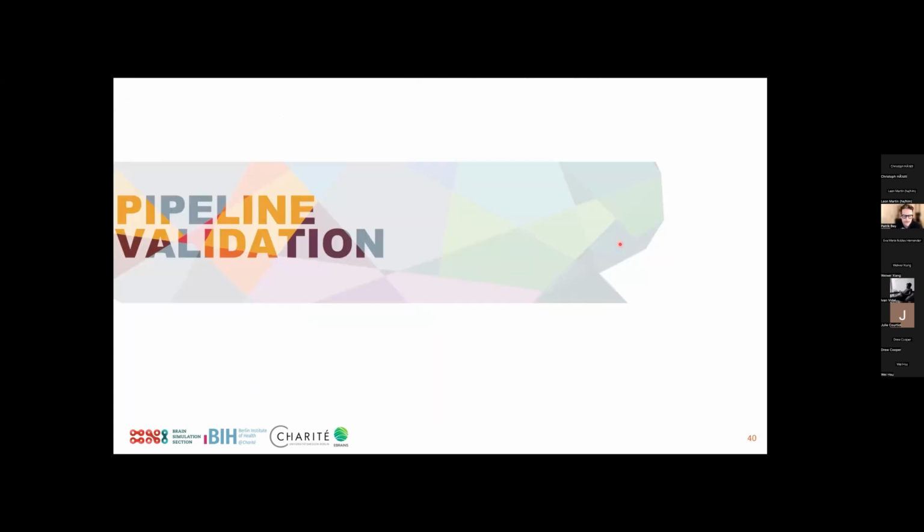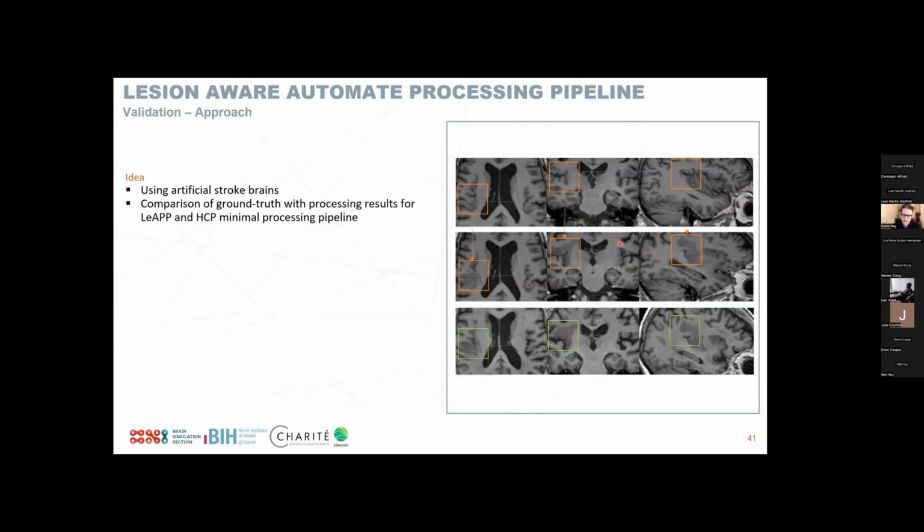So now that we created the pipeline, we also want to make sure that it's actually doing what we are hoping it's doing. So we tried to come up with a way to validate the actual processing. And the idea here was kind of the established way, for example, in lesion segmentation, automated lesion segmentation, done a lot lately in papers trying to use deep learning to automatically find such a lesion in the brain, for example.